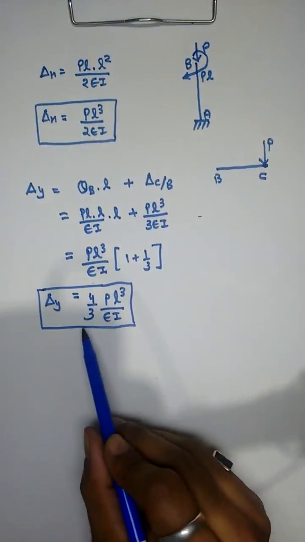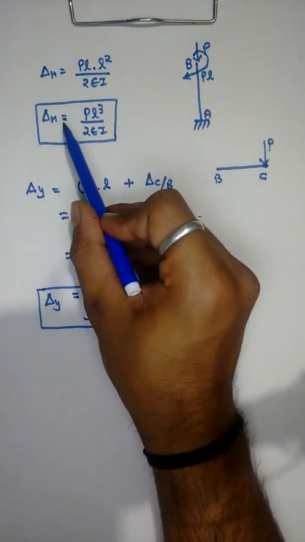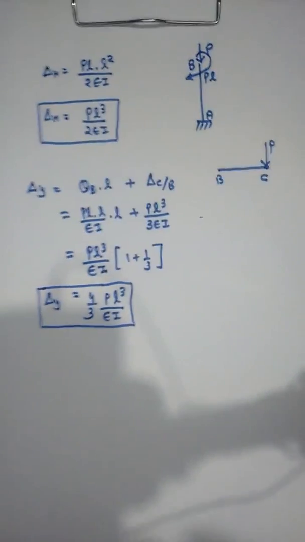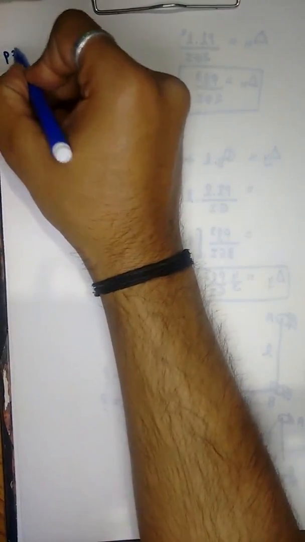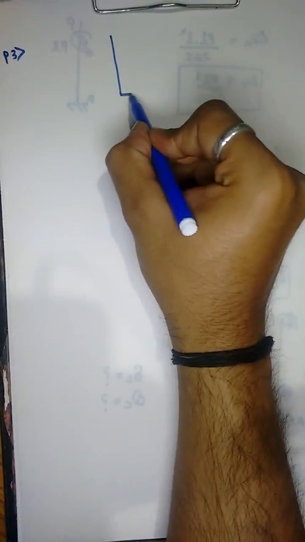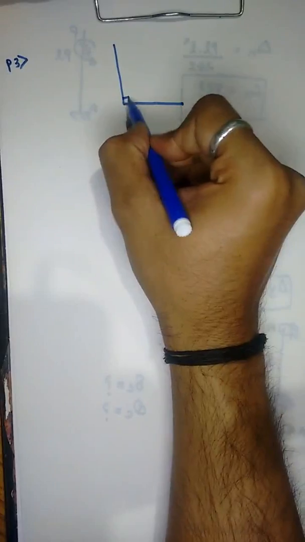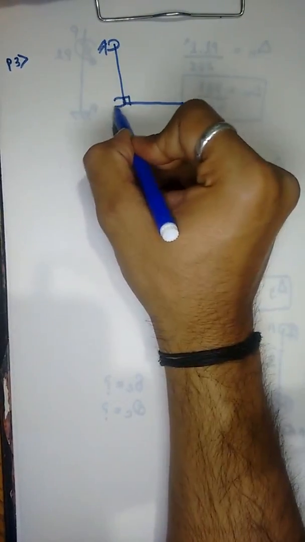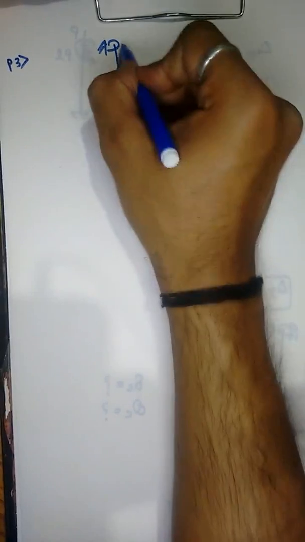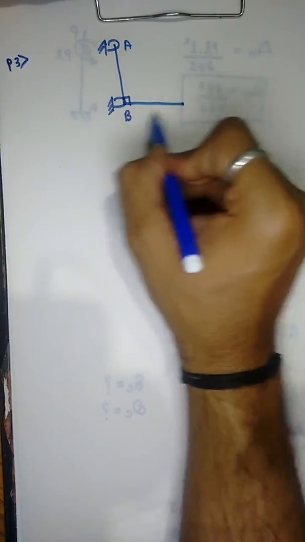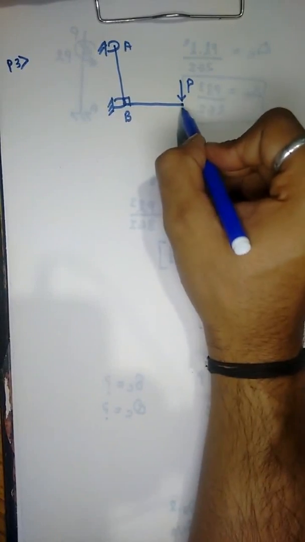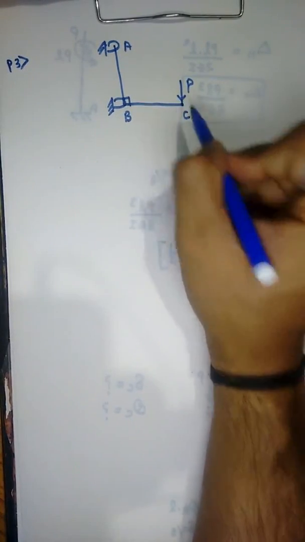So this is the value of delta y and this is the value of delta h. Let us move to our third question, which is frame P3, specifically a 90-degree frame whose vertical portion is hinged. This is point A, this is point B, and this is point C. It carries a point load P at end C.